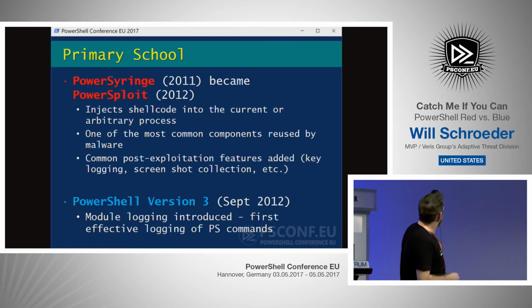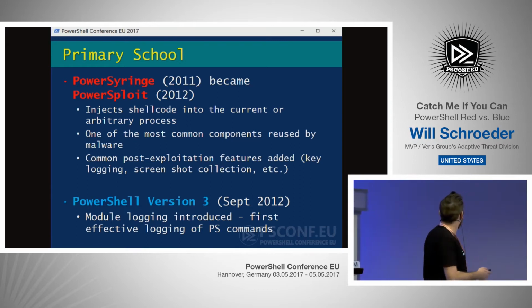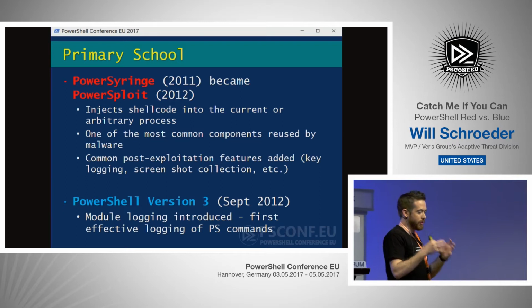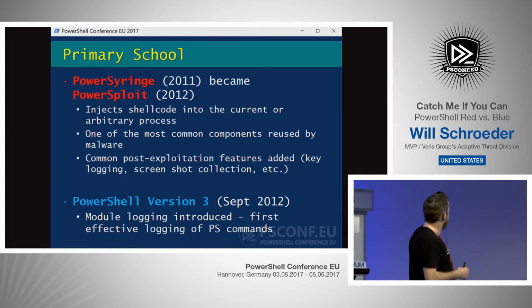So again, some common post-exploitation features started to be added, and then PowerShell version 3 came out in September 2012. What we really saw here is that the team started paying attention, like, oh, there's this security thing, let's start moving in the right direction, particularly with module logging that was introduced.